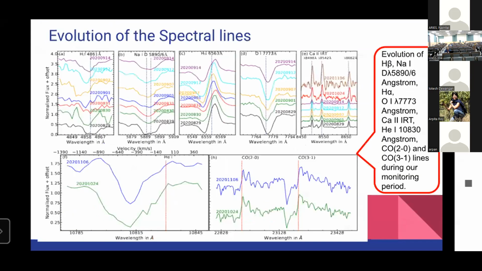On the next slide, I will show you the evolution of the different spectral lines that we have found. As you can see here, the absorption features in the H beta and sodium lines, and the P Cygni profile in H alpha and the other lines. And also you can clearly see the change in the helium 10830 line that we observed during our monitoring period.